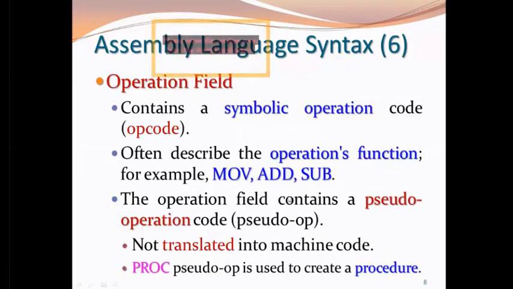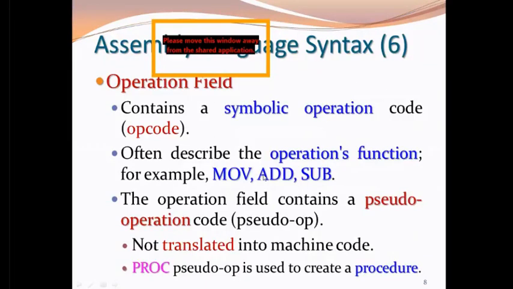Okay, so the operation field contains a pseudo operation code as well. Now the question is, what kind of operation can we consider as a pseudo operation? You say pseudo opcode, you say not translated into the machine code, like a directive. You say proc, assembler directive, right? So assembler directives you can consider as a pseudo opcode. Is that clear? So when you are declaring proc, this is actually a kind of pseudo opcode operation used to create the procedure.